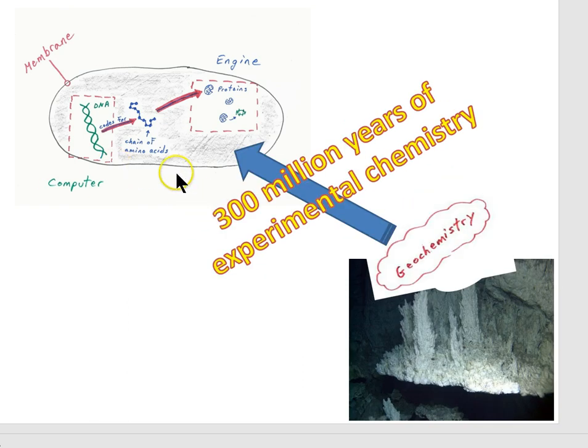Still, though, while it may seem impossible that this kind of thing could have emerged, we have to remember the timescales. We're talking about 300 million years of experimental chemistry. So if you give the Earth 300 million years to do lots of different kinds of chemistry, it may well be that you can produce very complicated molecules that assemble into a structure that we call living.